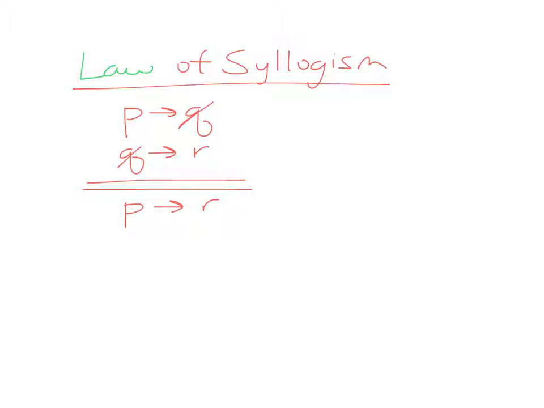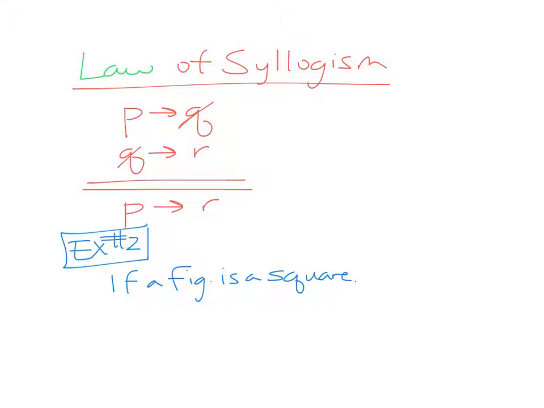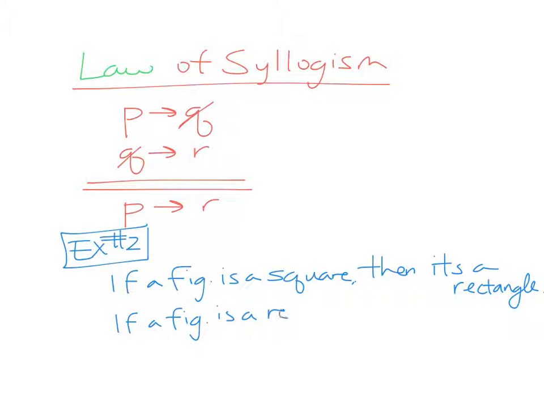So we'll just do this example. Here's what we mean. Let's say I tell you if a figure is a square, then it's a rectangle. Is that a true statement? Yes, if a figure is a square, then it's a rectangle. That is true. Then I tell you if a figure is a rectangle, then it has 4 sides. Is that true? Yes, if a figure is a rectangle, it has to have 4 sides, okay?